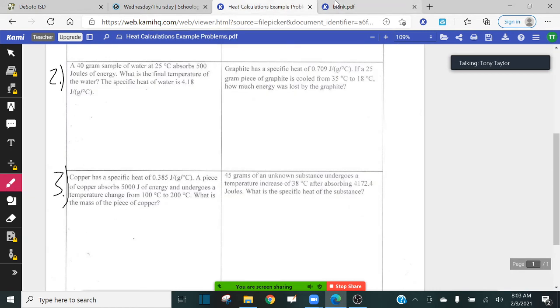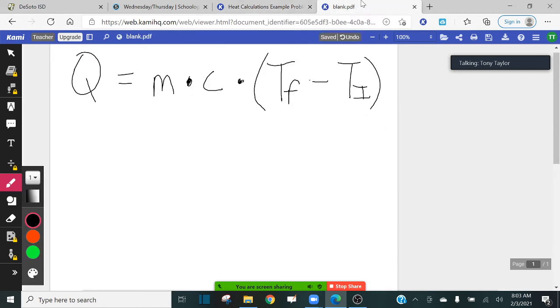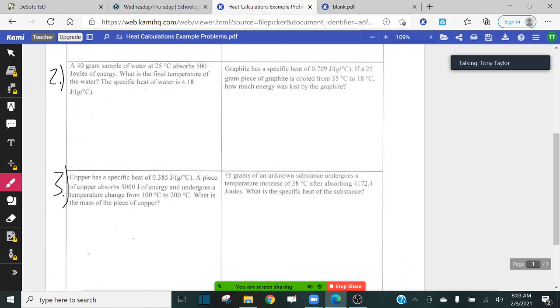Okay, let's plug in what we have. We're told that the copper absorbs 5,000 joules of energy, so that means we are given Q. So 5,000 joules of heat energy is Q. We don't know what the mass is. That's what we're trying to find. But we do know what C is. C is the specific heat of copper, which is 0.385.